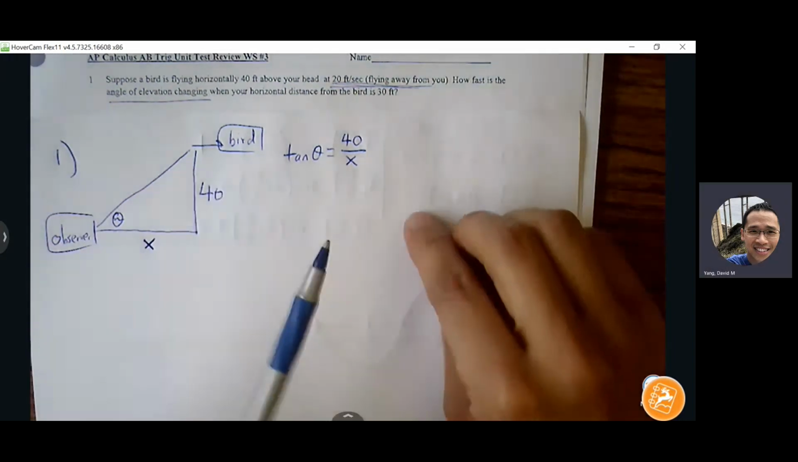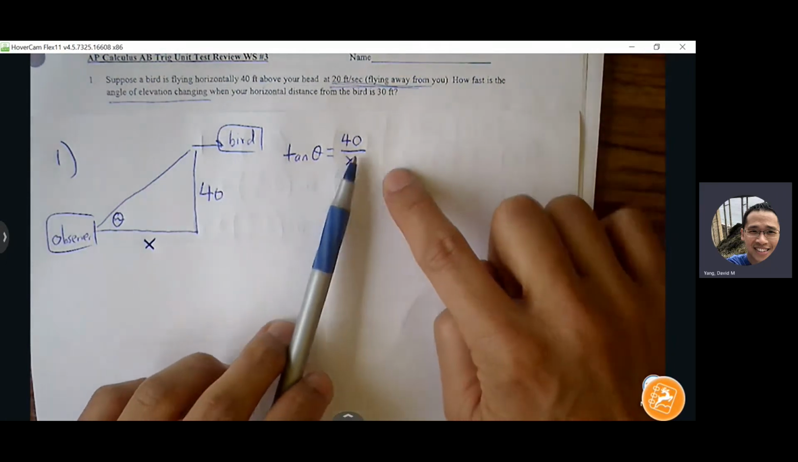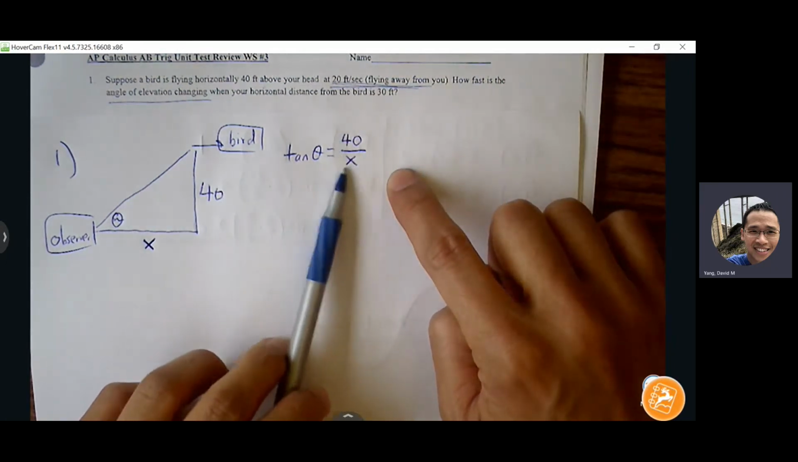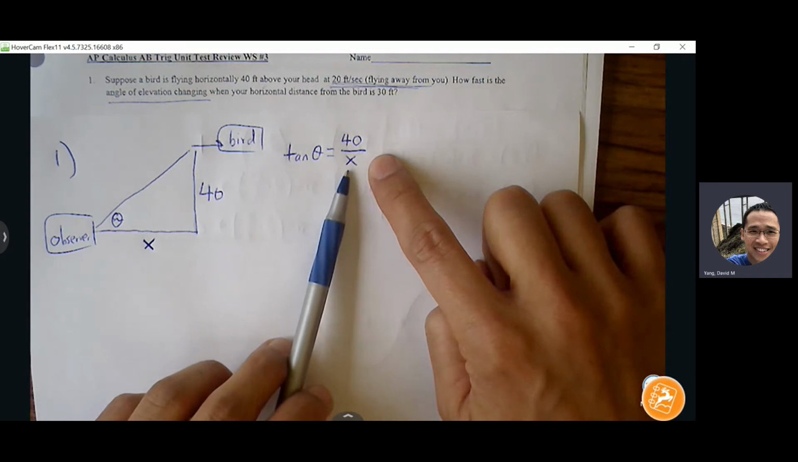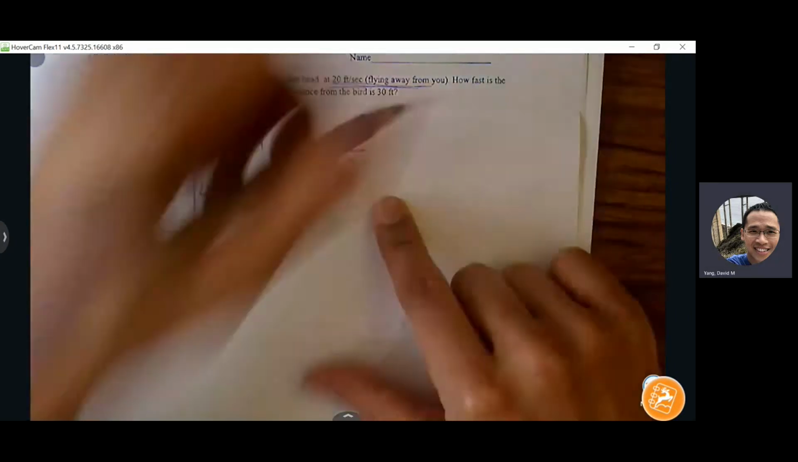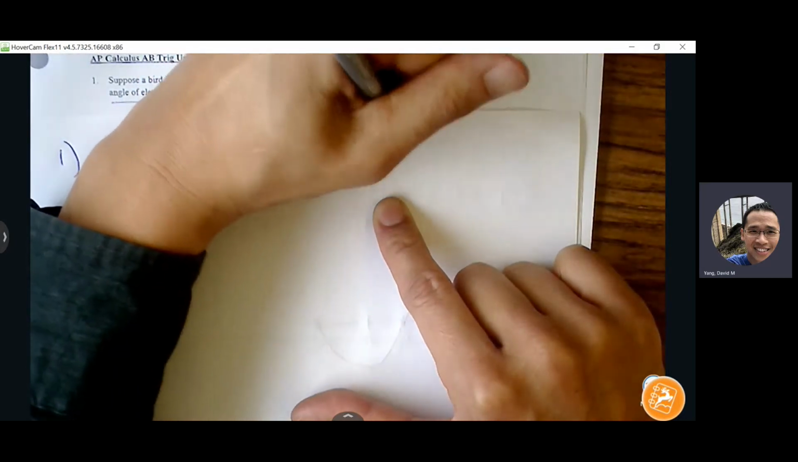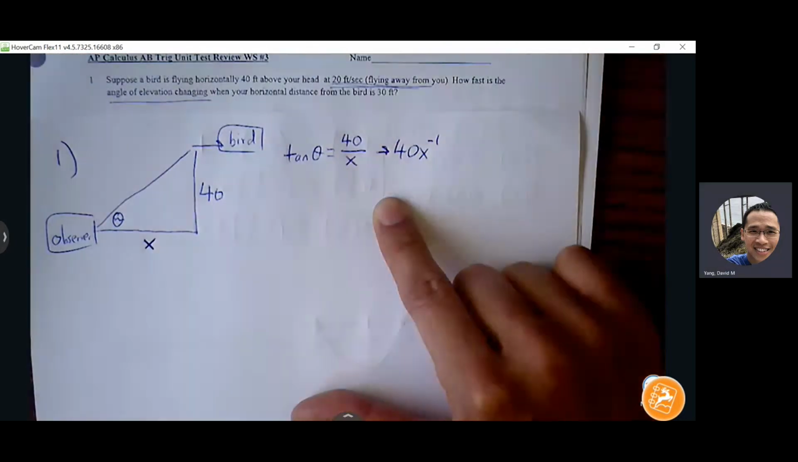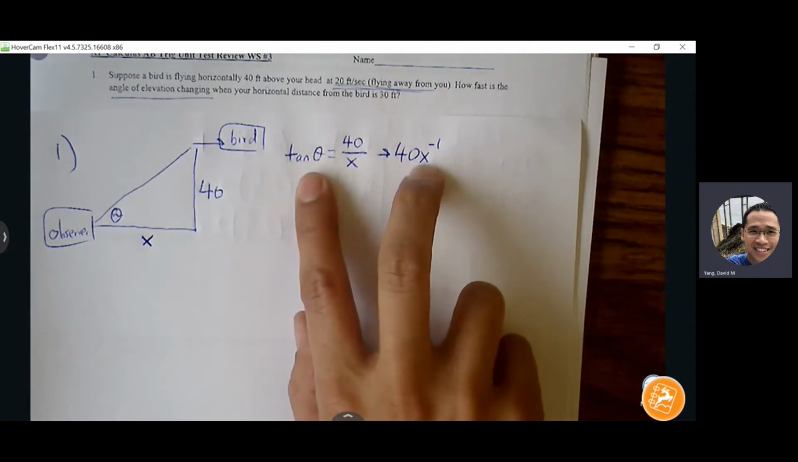Okay, so we want to find the derivative, but before we find the derivative, what should we do to make this a little bit easier to work with? Rather than going through quotient rule, we can, yeah, raise it to -1, right? So that we can just rely on power rule and not quotient. Okay, let's go ahead and find the derivative.